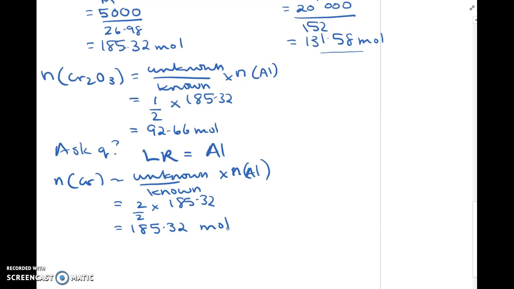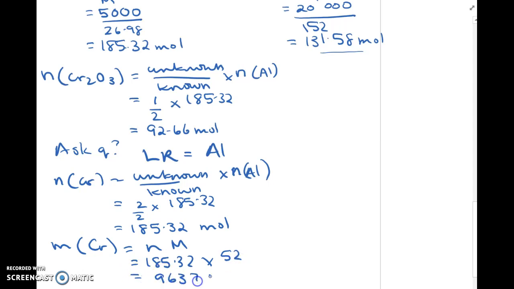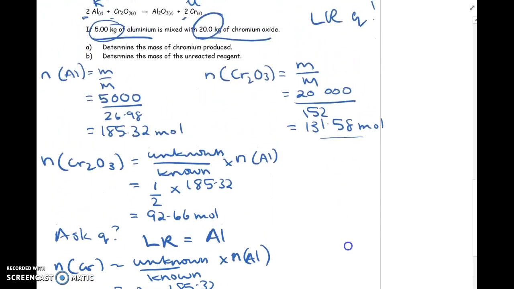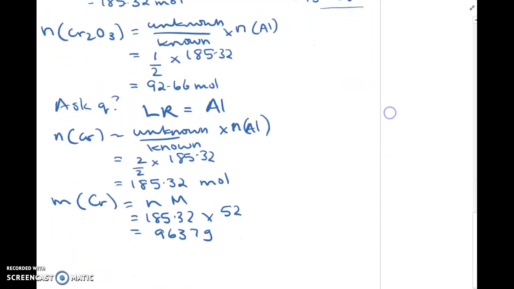Next step, we've got the moles of our unknown, so we're going to find the mass of our unknown, which is equal to number of moles times formula mass, which is 185.32 times 52, and this comes out to 9637 grams. Now if you look at our original question, we have 3 significant figures there and 3 significant figures there. Now you could leave it in grams, in which case it would be 9.64 by 10 to the 3 grams, but because the question started in kilograms, we usually finish in kilograms, so it would be 9.64 kilograms.